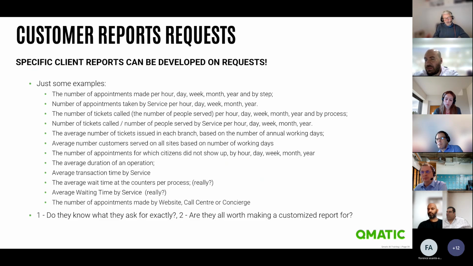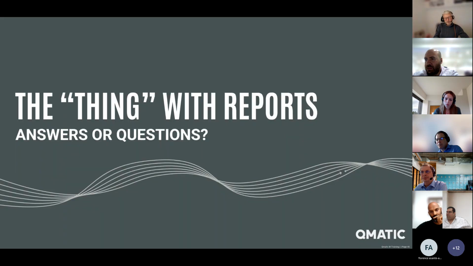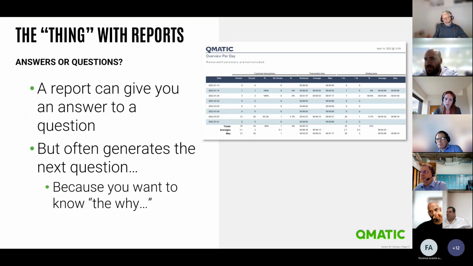So the questions I very often ask: do they really know what they ask for? And is it worth making those customized reports? Because there are sometimes also reports where I think, I don't think we should build that really. It's not really adding any value for the client. So there is this thing with reports, as I call it, and that's where we often get those customization requests from. So bear with me.